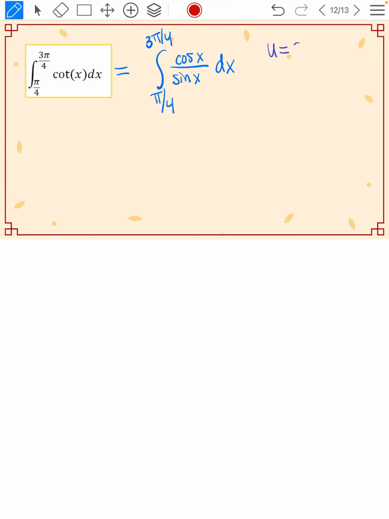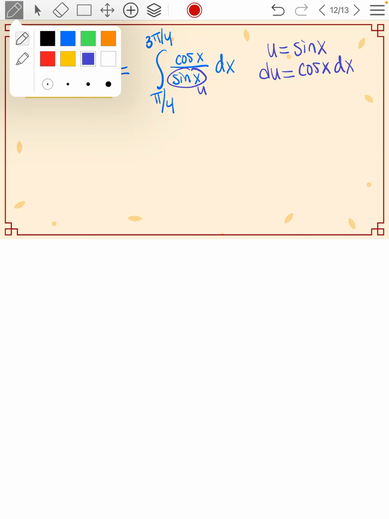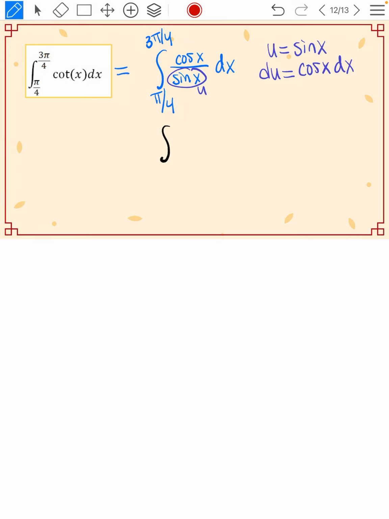So I'm going to, again, stick with my logic of let's try u as the denominator first, because I can't have du in the denominator. So I'm going to say u is sine x, and then this works out perfectly that my du will be cosine x dx. So now I can go and replace this integral, right? This is going to be du. So I have 1 over u du.